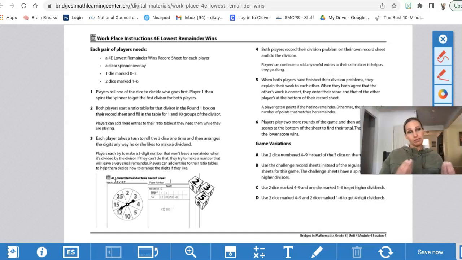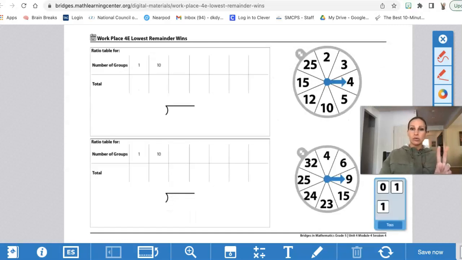So choose wisely. You're going to need a spinner, just one die that is 0 through 5, and another die, or two dice that are 1 through 6. So one that's 0 through 5, two that are 1 through 6. Decide who's going to go first for this first round, and then whoever didn't get to go first this round can go first on the second round.